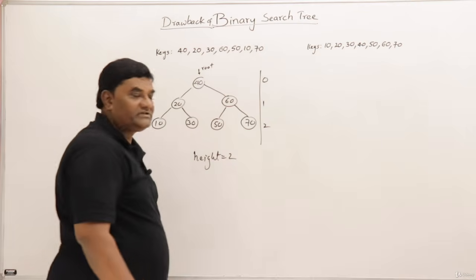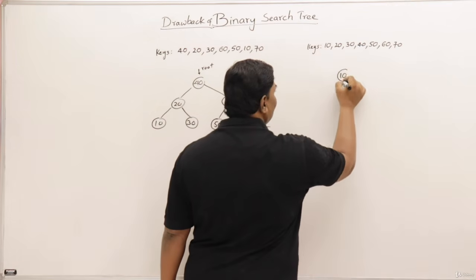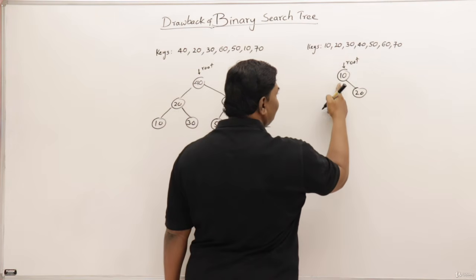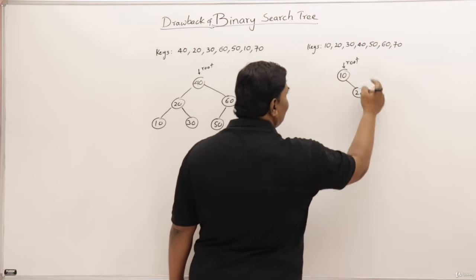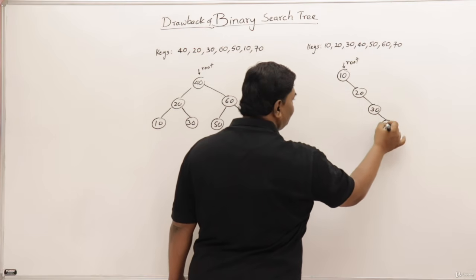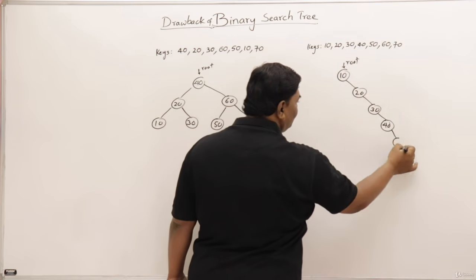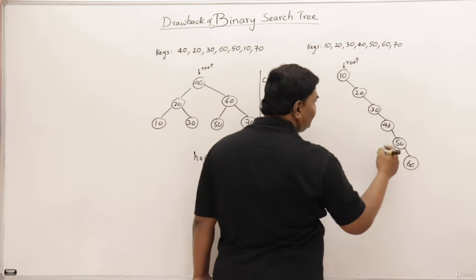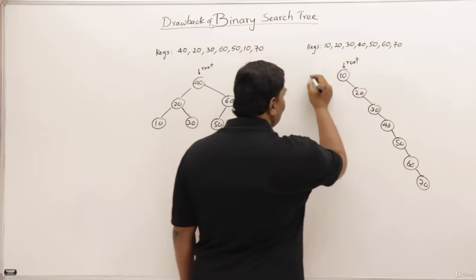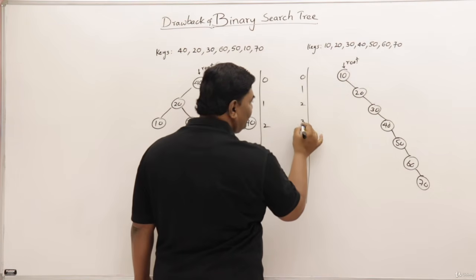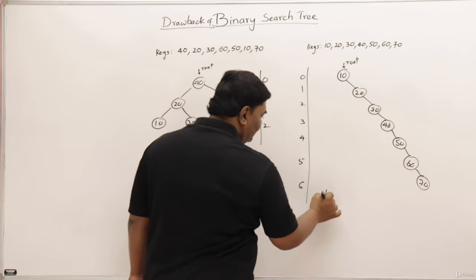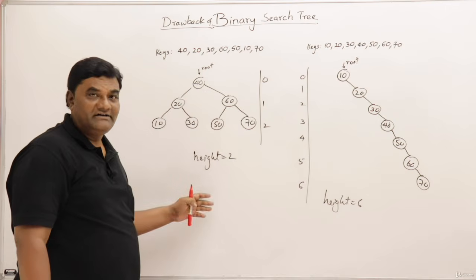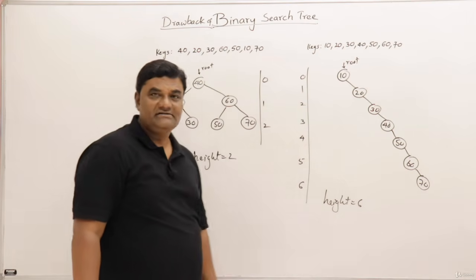Next, let us generate a tree for those keys. Let us start. First key is 10. This is the root. Then 20 is greater than this one, so insert on the right hand side. 30 is greater than 10 and greater than 20, so it's on the right hand side. 40 is greater, so it is on the right side. 50 is greater, so on the right side. 60 is greater than all these, so it comes here. And 70 is greater than all these, so it comes on this side. So what is the height? 0, 1, 2, 3, 4, 5, 6. So height is 6. For the same set of keys, I got one tree of height 2 and another tree of height 6.